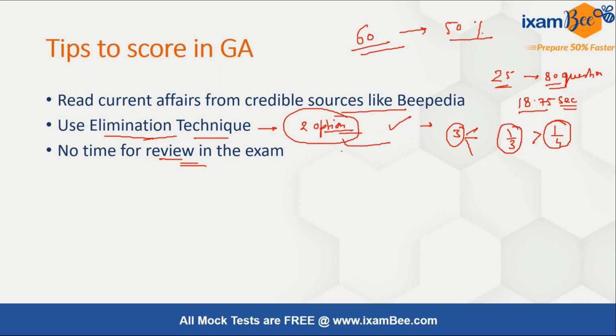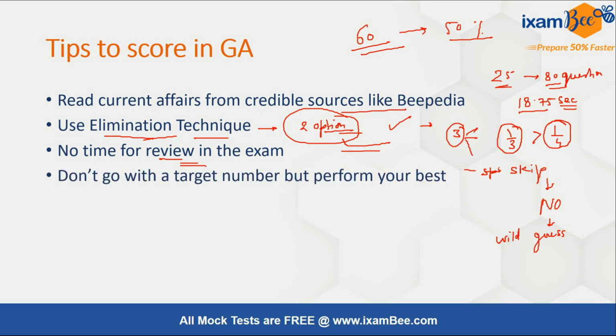If you are not able to eliminate two options, then skip. Completely no to wild guesses. You cannot do that. You will lose marks. Then this is the important point: don't go with a target number, but perform your best.